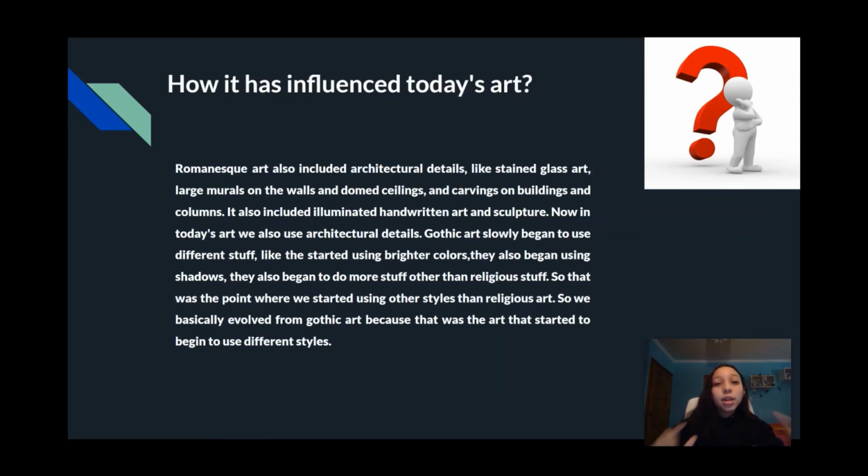How has it influenced today's art? So we kind of grew out of Gothic art because it started to evolve and started to use different stuff than just being religious. Like Romanesque and Byzantine were just too religious, and then Gothic art was like, no, I want to try something different.